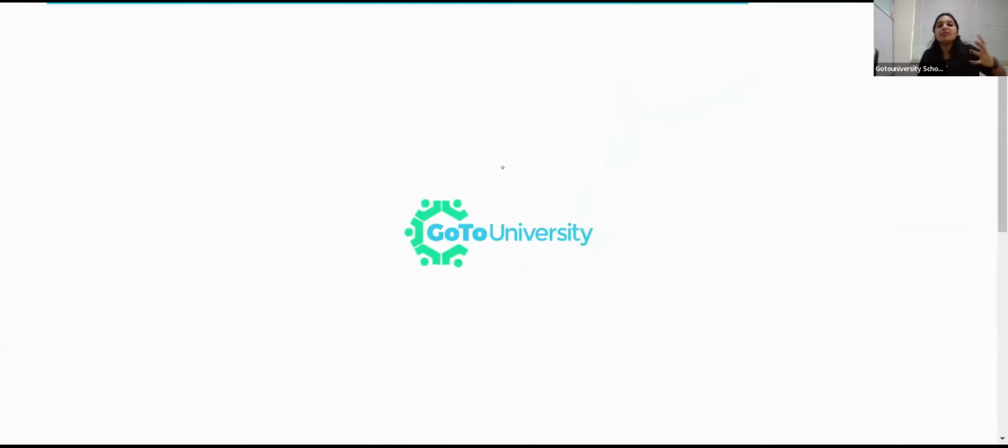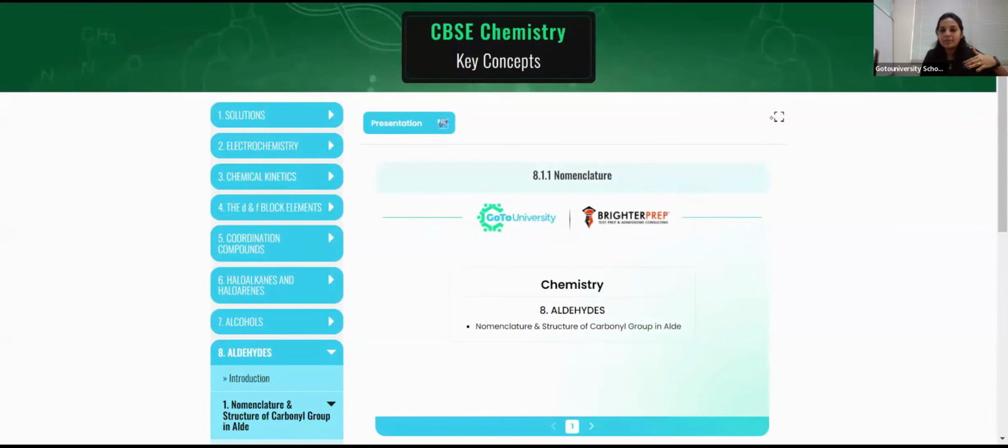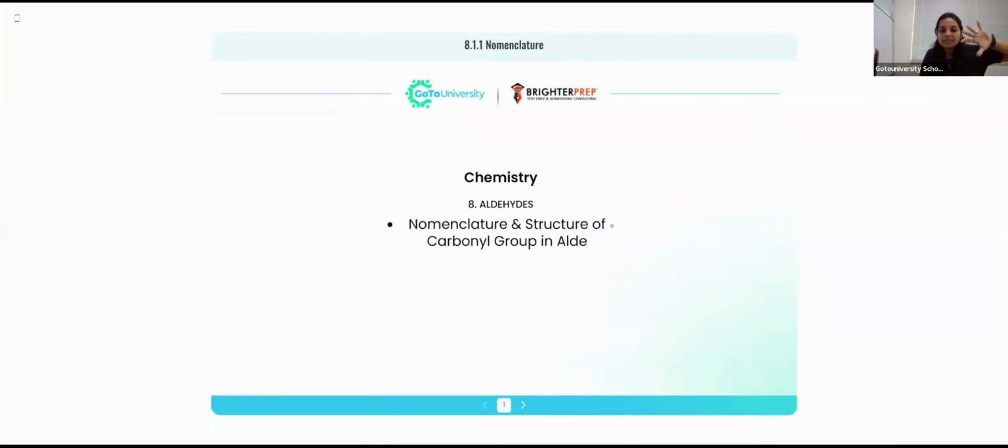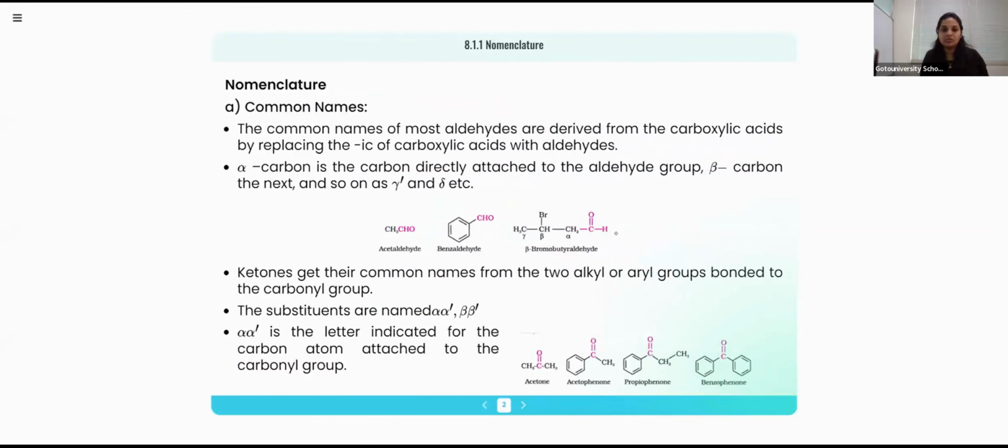To give the name for these compounds, how can we do the nomenclature of these carbonyl compounds, means the compounds containing carbonyl group? For carboxylic acid, for aldehydes, for ketones, we have different methods for naming. We have different suffixes and prefixes. Understood?